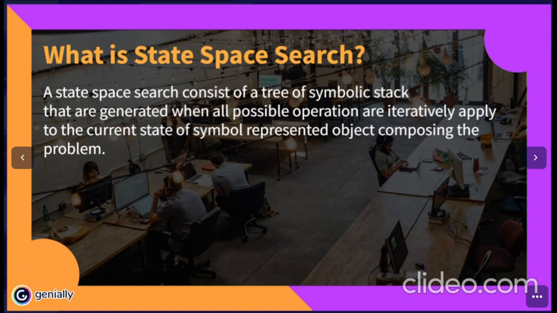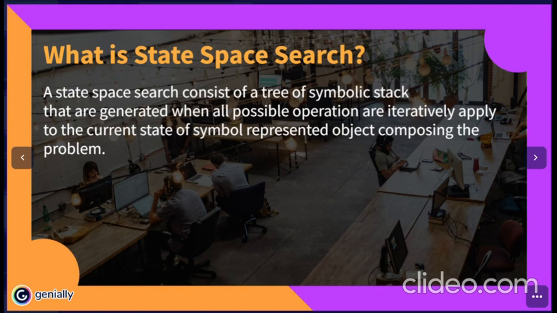A state space search consists of a tree of symbolic states that are generated when all possible operations are iteratively applied to the current state of symbol. At its core, state space search is like a GPS for artificial intelligence. Imagine you have a complex problem to solve and you need to navigate through all possible scenarios to find the best solution. That's where state space search comes in.